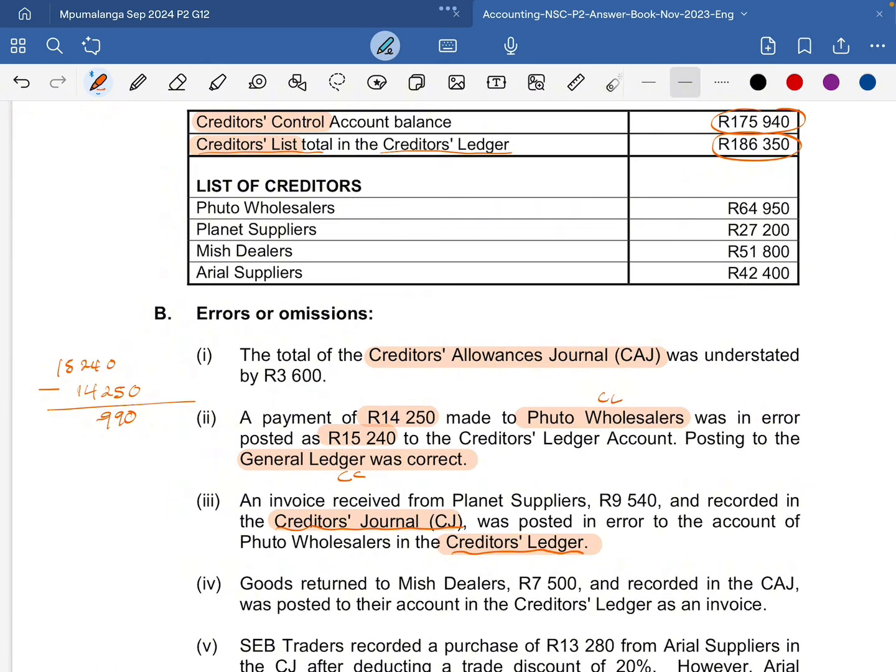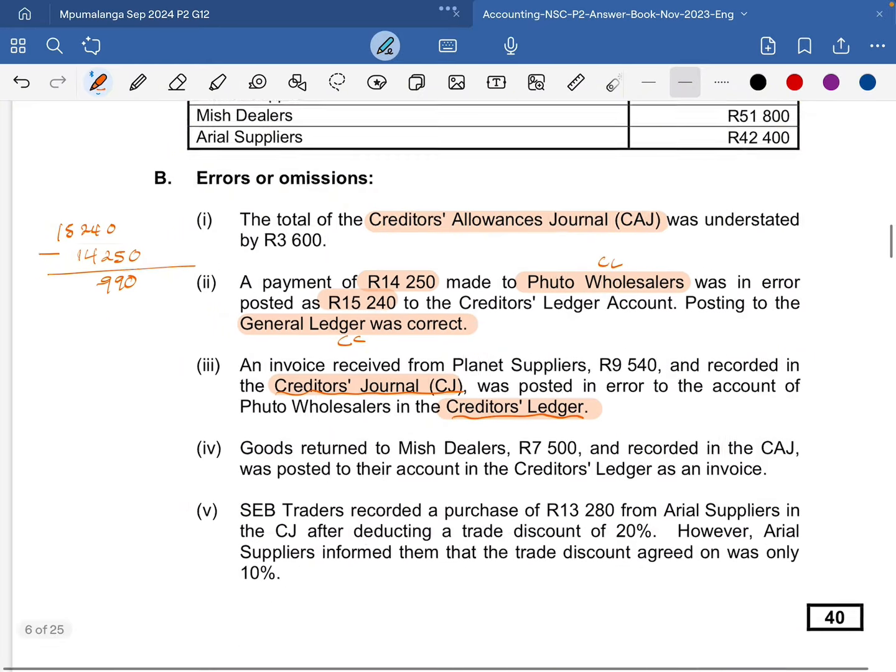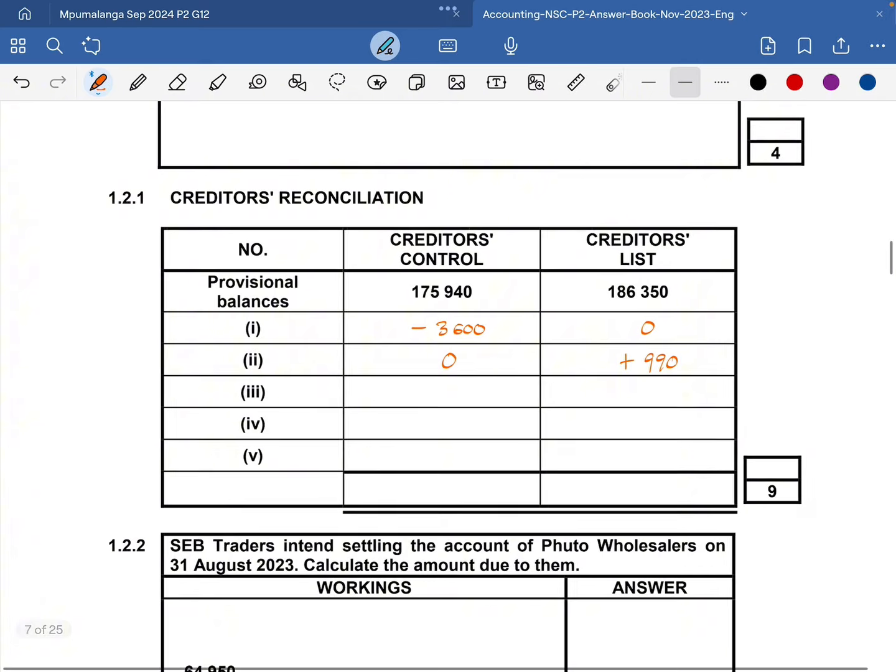creditor. So there wouldn't really be a need here to actually adjust for these amounts because there's actually nothing wrong with the totals. It's just that we have allocated this amount to the incorrect creditor. Okay, so then for the third one, we would not have any adjustments.